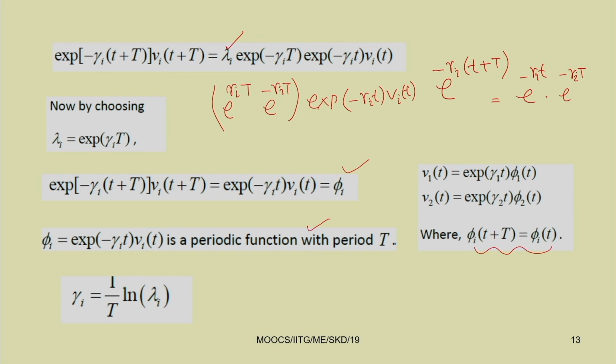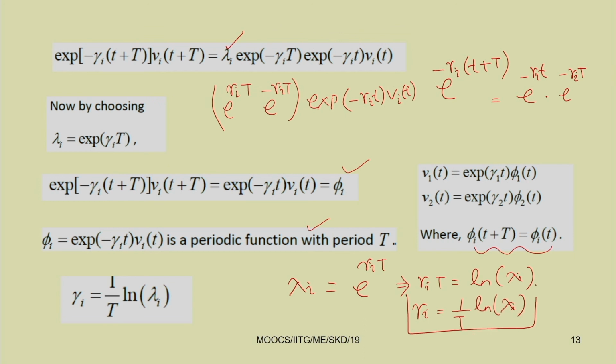From this equation, lambda_i we have taken equal to e to the power gamma_i T. This implies gamma_i T equal to ln lambda_i. So, we can write gamma_i equal to 1 by T ln lambda_i. This is known as the Floquet multiplier. You can find this Floquet multiplier also: gamma_i equal to 1 by T ln lambda_i.